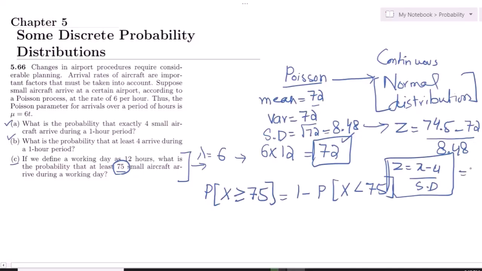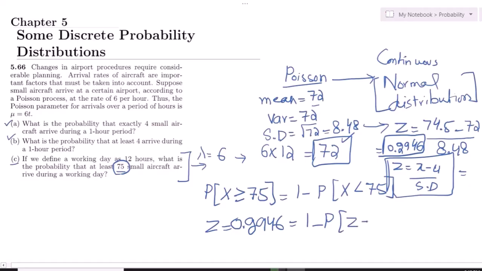After finding them out, the value of z would be 0.2946. So this is the value of z. We have to find the probability for it, and it would be 1 minus the probability at which the value is 0.2946.